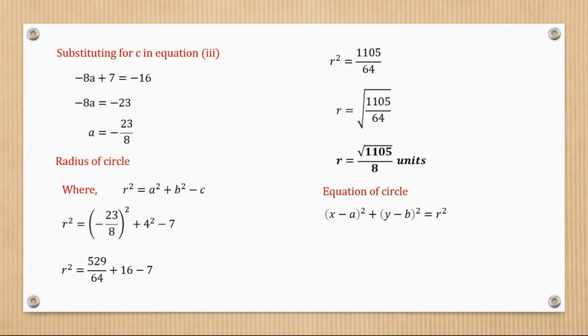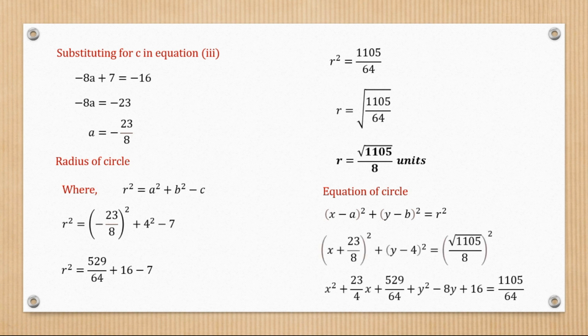So now let's plug all these into the general equation of a circle, and I'll have it this way. So when I expand this, x plus, now the reason here I have a plus is because remember this was a negative 23 over 8. So plug that in and then expand, and I'll have x squared plus 23 over 4x plus 529 over 64. And then expand this and I'll have y squared minus 8y plus 16. Then when I square this, I'll have 1105 over 64.